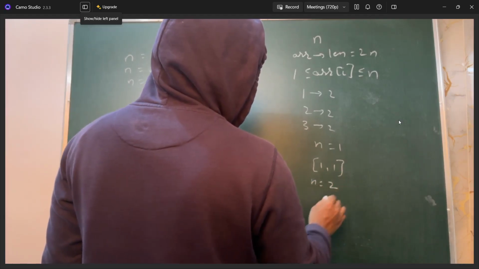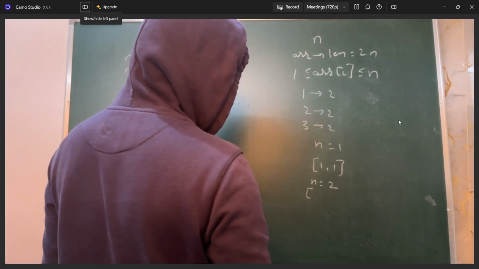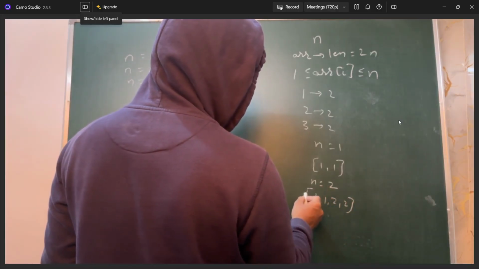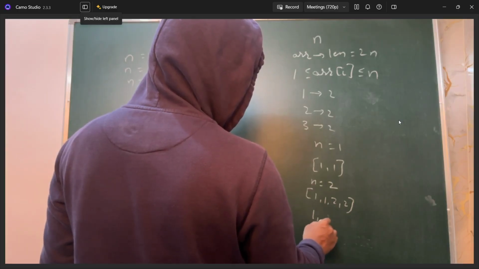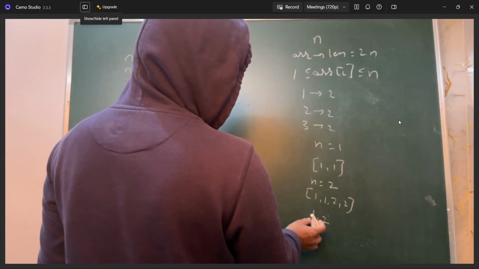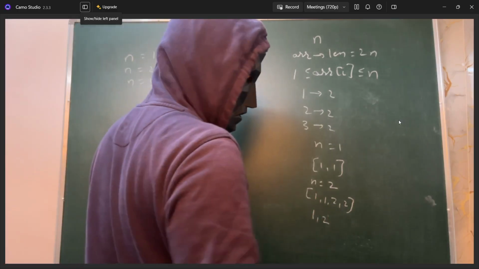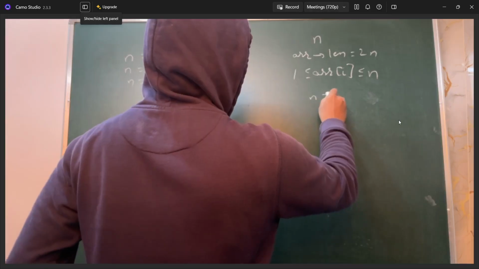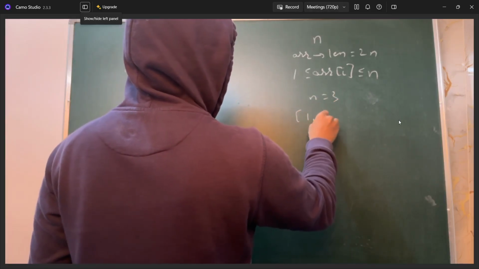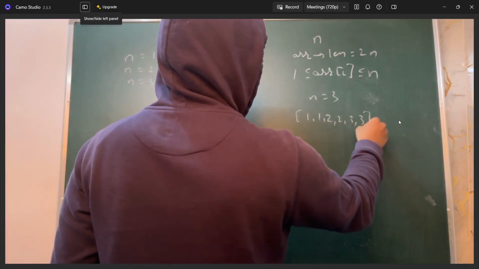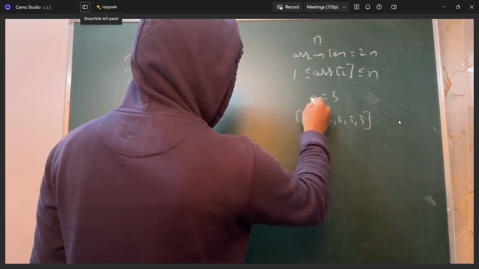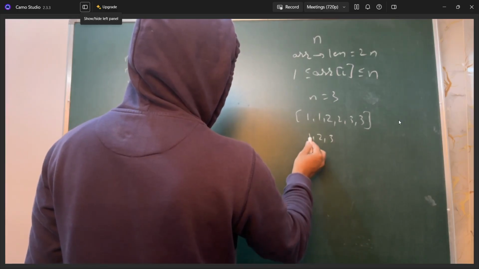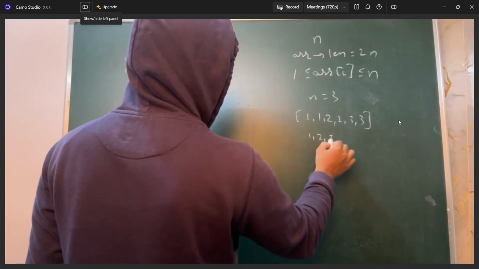Now let's take n equal to 2. You have this as the array, because the array elements have to belong from 1 to 2. So 1 to 2 is 1 comma 2, and 1 occurs 2 times, 2 also occurs 2 times. Now let's say n is equal to 3. This is the array, because from 1 to 3 you have 1 comma 2 comma 3 as the elements, and 1, as you can see, occurs 2 times, 2 also 2 times, 3 also 2 times.